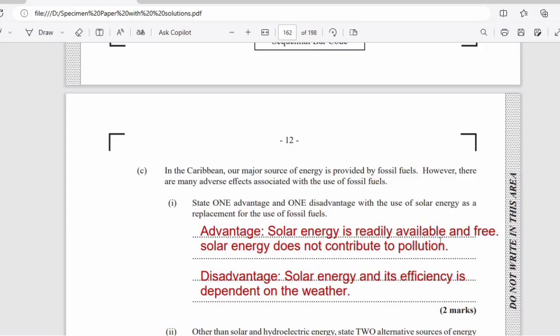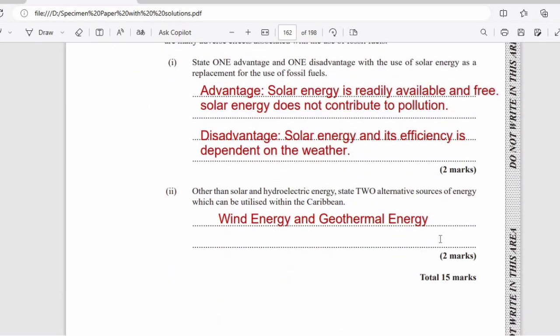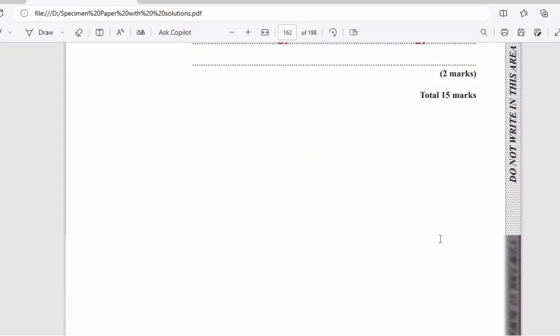So guys, if you're not getting the sunlight, you're not going to get as much energy, or it's not going to be as efficient as you would want it. The next part of the question says, other than solar and hydroelectric energy, state 2 alternative sources of energy which can be utilized within the Caribbean. We have wind energy and geothermal energy, and that's a total of 2 marks.